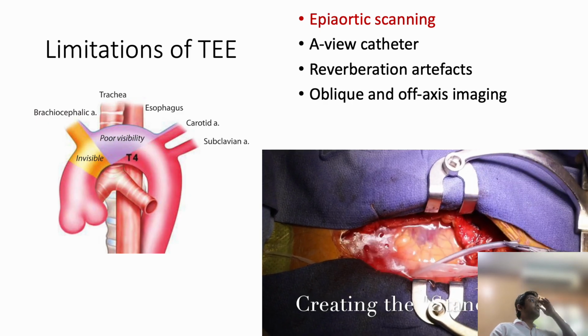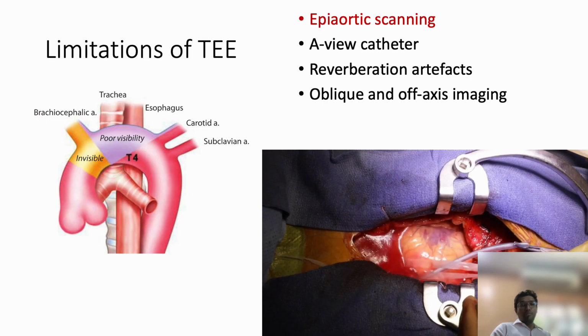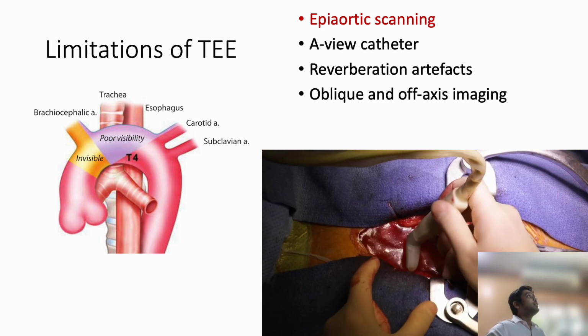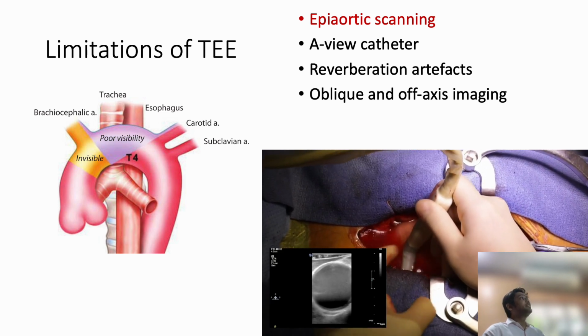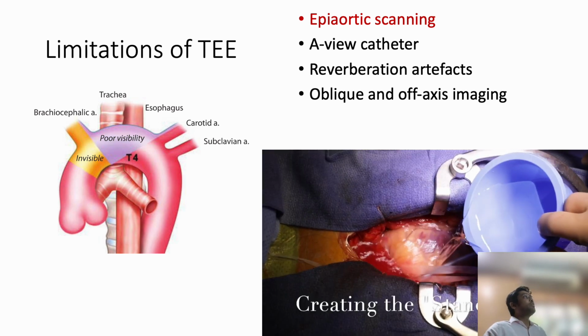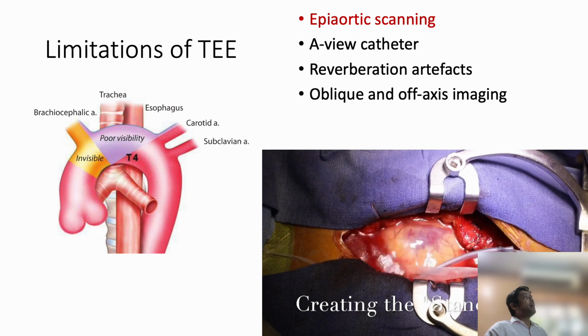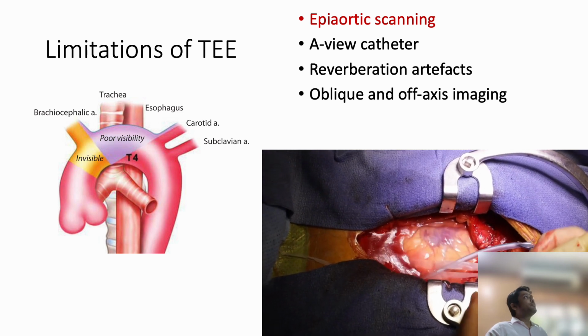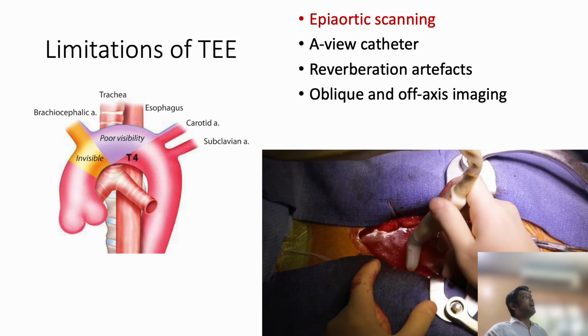So what are the limitations of TEE? At first, because of poor visibility, this part is the invisible part of the ascending aorta, and this is the almost poorly visible part of the arch due to the interposing trachea and the right bronchus.